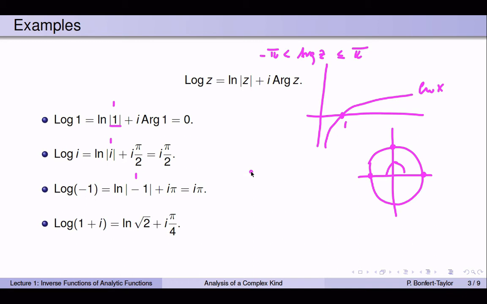How about the logarithm of 1 plus I? 1 plus I is this number right here. Its distance from the origin is the square root of 2. So we get that the logarithm of 1 plus I is the natural log of the square root of 2 plus I times the argument. The argument here is pi over 4. So the logarithm of 1 plus I is the natural logarithm of root 2 plus I times pi over 4.